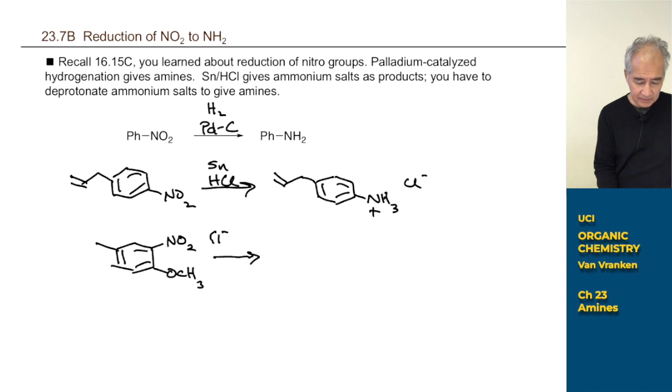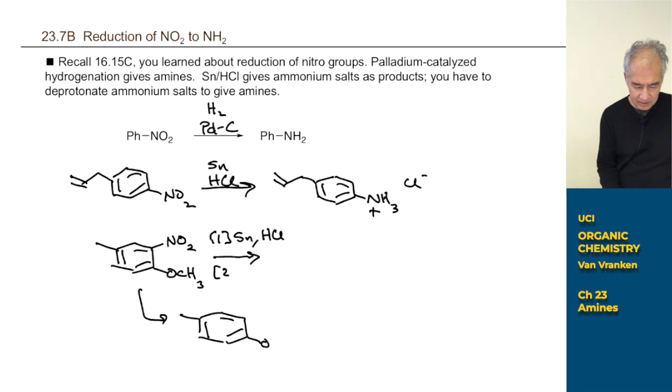So step 1: tin, Sn, HCl. Step 2, we have to work that up, right? Because the initial reduction is going to give us the ammonium chloride salt. Let me go ahead and draw that out, which we don't really want. We don't want the ammonium chloride salt. And then step 2, we would add sodium hydroxide to deprotonate the NH3+, and then that would give us the amine that we wanted.